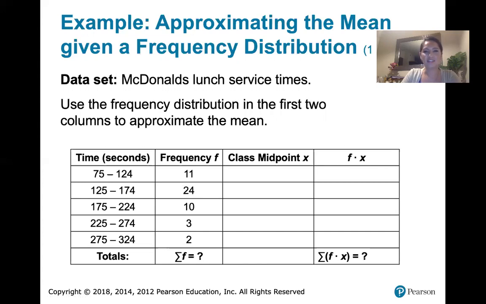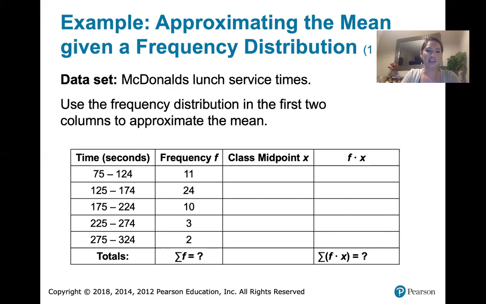Now remember what this means. These frequencies tell you, if you were looking at the original list of data, there were actually 11 values that were between 75 and 124 seconds. So there were 11 people that were waited on in 75 to 124 seconds when they went to McDonald's. 24 customers waited between 125 and 174 seconds to get their food. 10 customers waited between 175 seconds and 224 seconds to get their food, and so on. So each of these frequencies represents an actual data value, and each of those data values represents a customer.